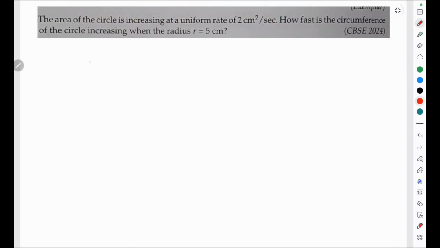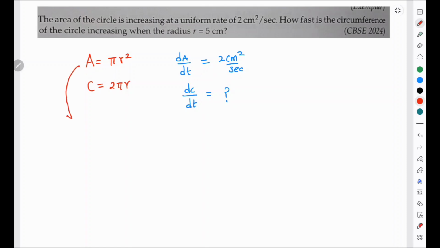Now we'll try to solve this question. Area of a circle is equal to pi r square and the circumference is nothing but 2 pi r. Now let's see what they have given in the question. They are telling that area decreases with respect to time, which is 2 centimeters square per second. How fast is the circumference increasing with respect to time? That's the question. Now let us differentiate this one with respect to time.